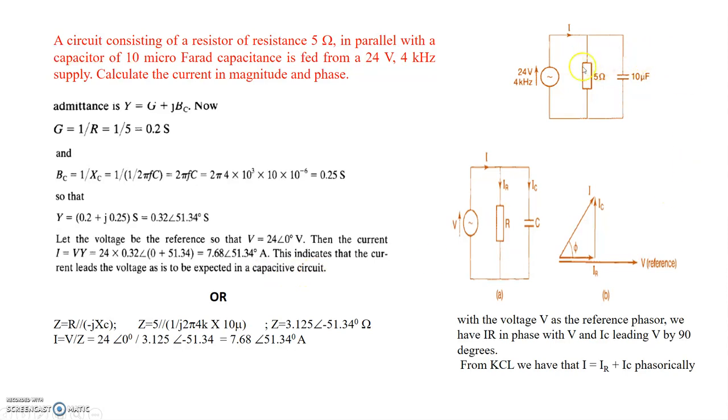In the alternative way, we can solve this by taking R in parallel with 1 by j2πfC, because 1 by j2πfC, or minus j by 2πfC, is the reactance Xc. So Z is the parallel combination of these two and I is V by Z. So both the values are the same.